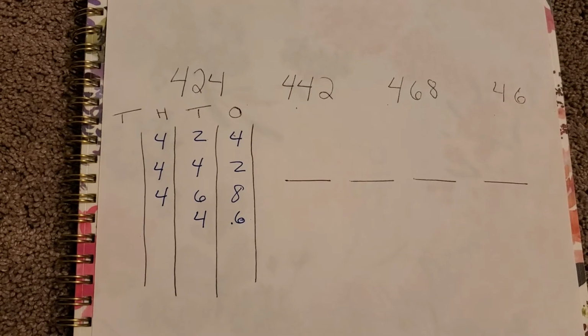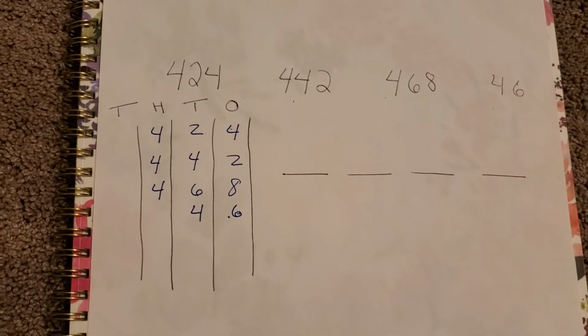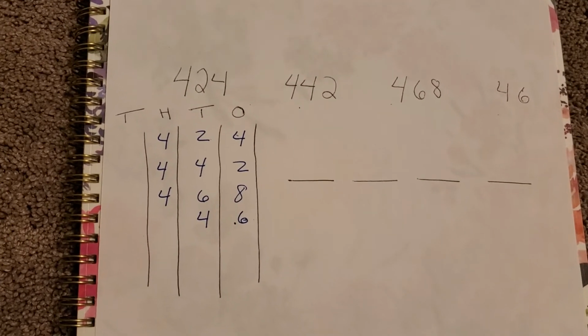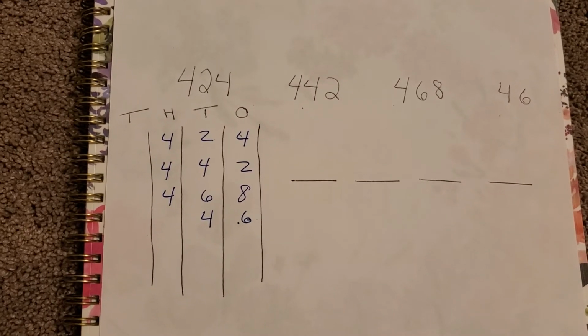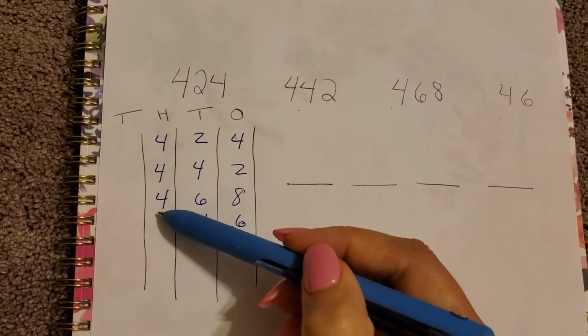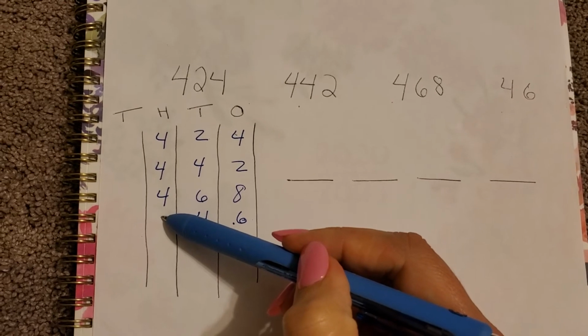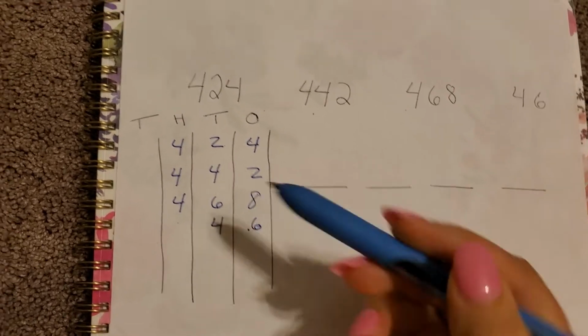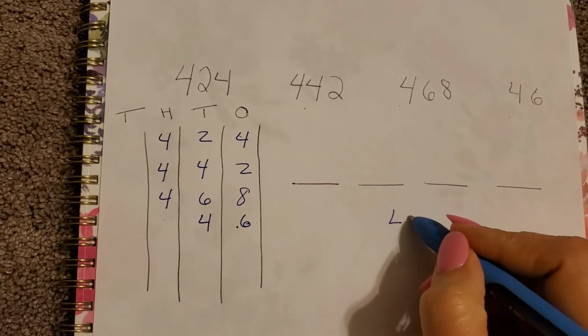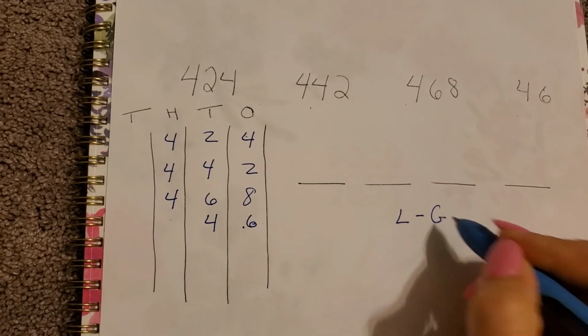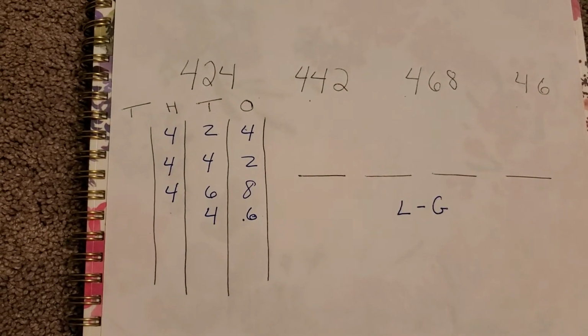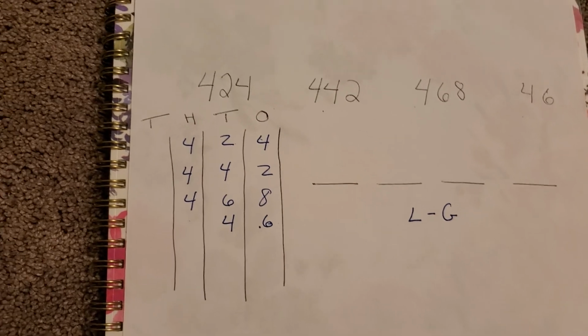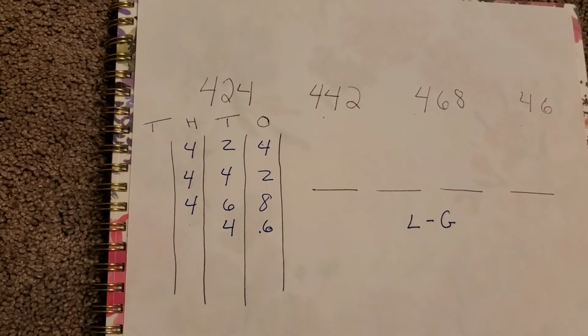I want you to go ahead and push pause again on the video, and I want you to practice ordering them. So you're going to start with the hundreds column, and we are going to order them from least to greatest. Okay? Come back when you have them ordered over here.